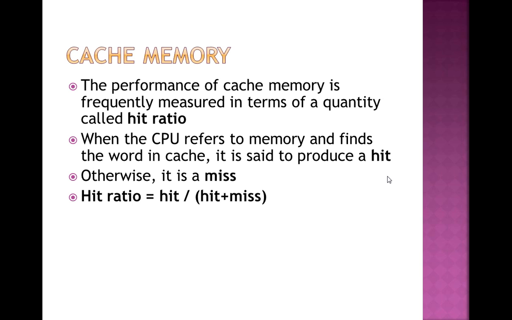Then we have discussed the hit ratio and the miss or the hit. Hit ratio is equal to hit divided by hit plus miss. Hit means that suppose data is available in the cache memory and is used by the CPU, that is known as a hit. And a miss is when data is not available in the cache memory and the CPU approaches the main memory, that is known as a miss. So hit ratio equals hit divided by hit plus miss.